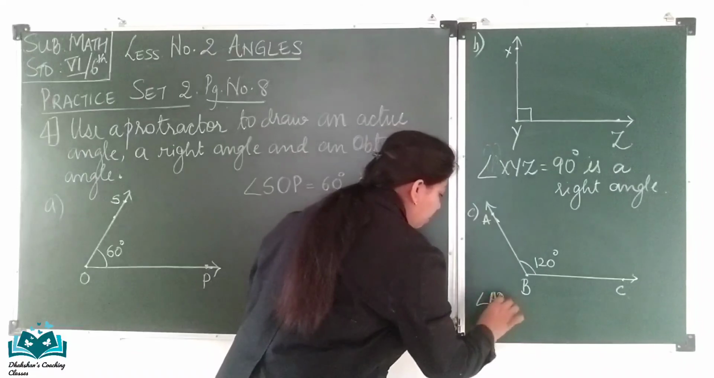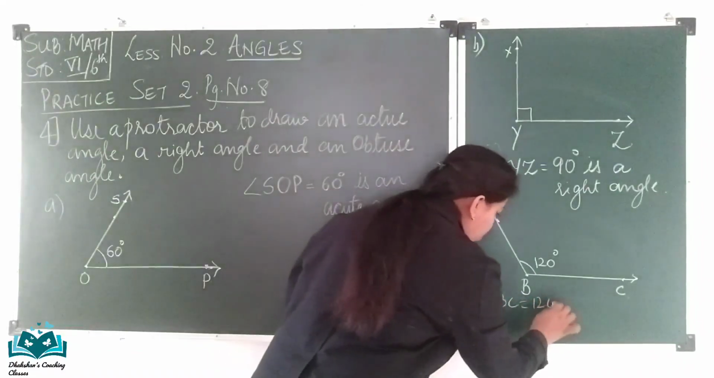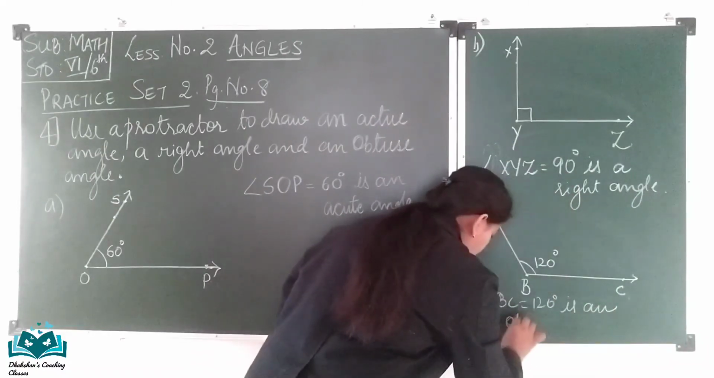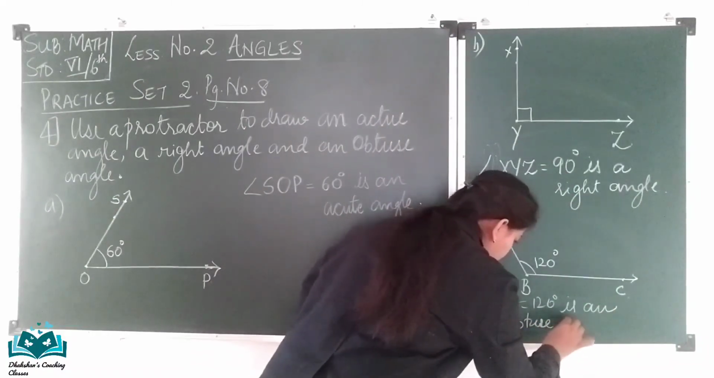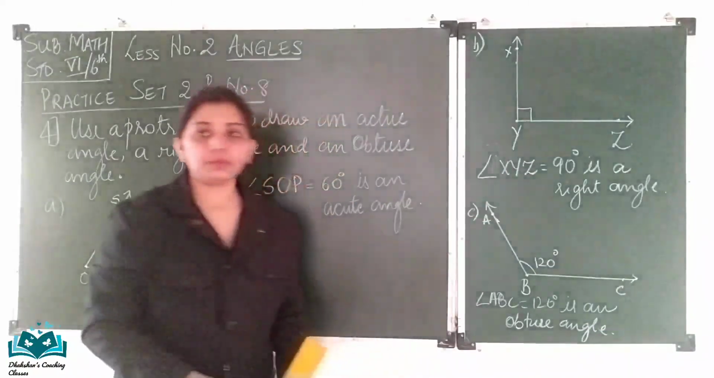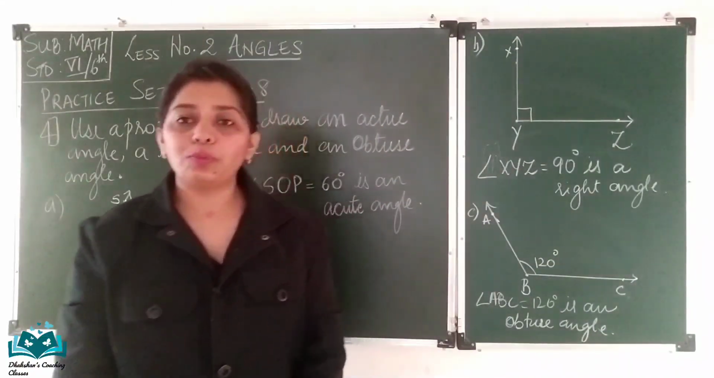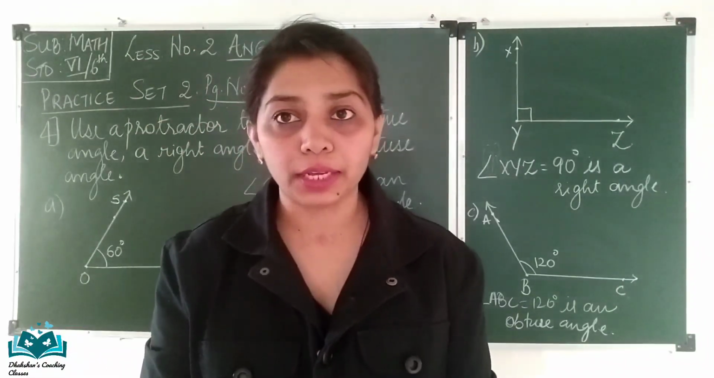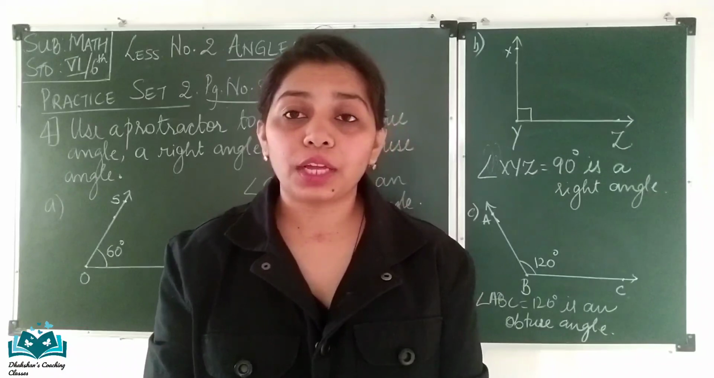Angle ABC is equal to 120-degree is an obtuse angle. I hope, dear students, the practice set as well as the various types of angles that I told you in this class are understood.